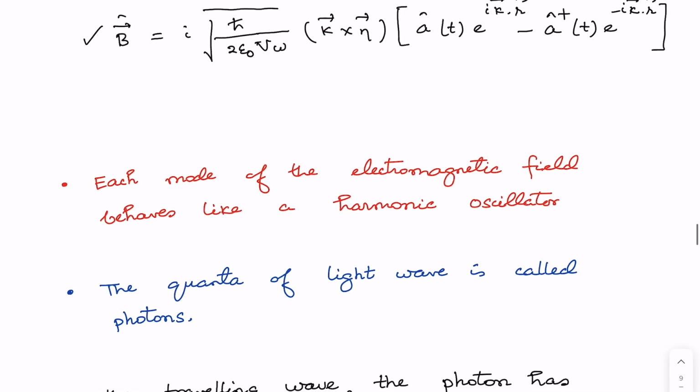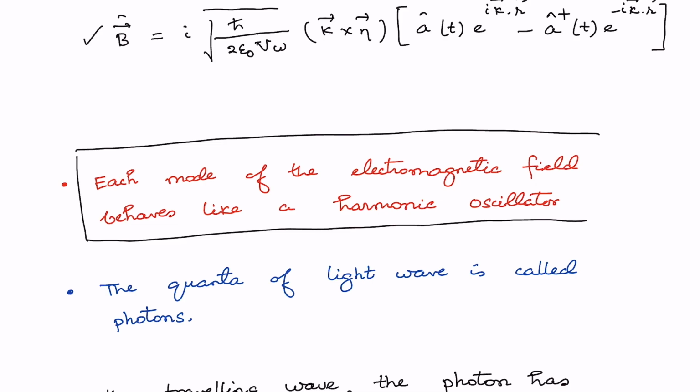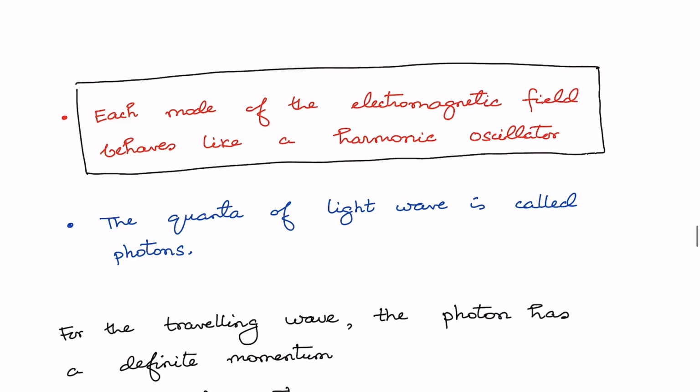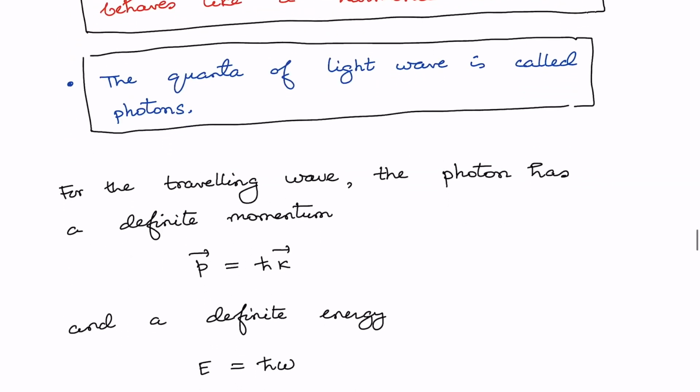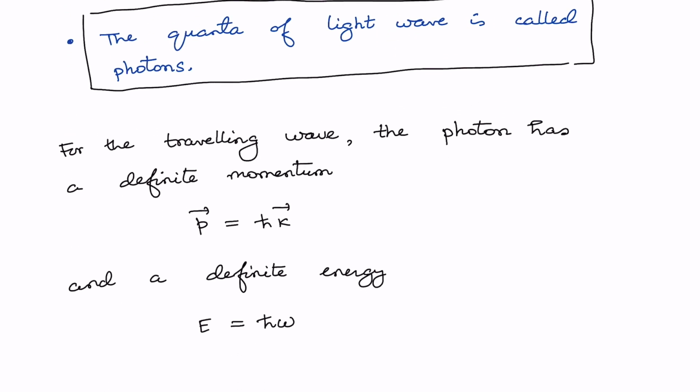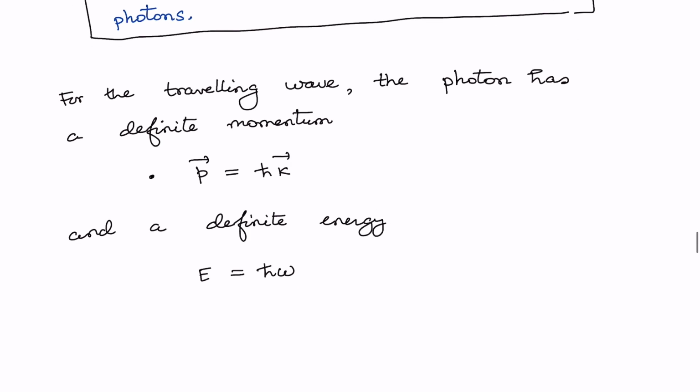Now we have considered only one mode of the propagating wave, and we find that each mode of the electromagnetic field behaves like a harmonic oscillator. This is the key result of the whole analysis, and the quanta of this wave are known as photons, which you must be knowing. For a traveling wave, the photon has a definite momentum p equal to h cross k, and a definite energy E equal to h bar omega. So that's how we define the photon of a traveling or propagating wave.